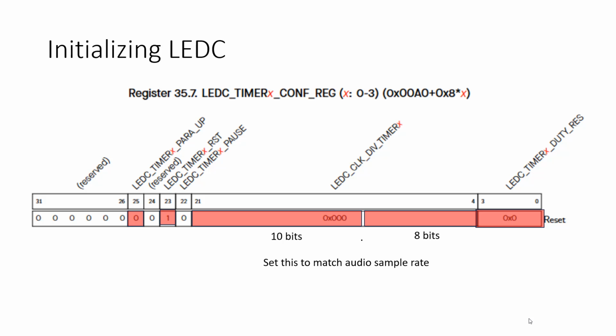Okay, so this register has pretty much all the important stuff in it. And then there's this, finally, I'll come back to this one, LEDC timer X para up. This is, I think, equivalent to the update bit of the other one. So you have to set this last to have it accept your changes. So you just write that bit last.